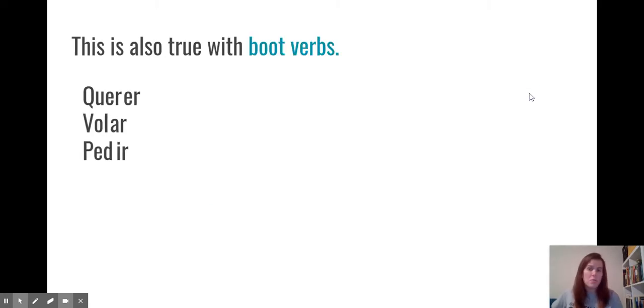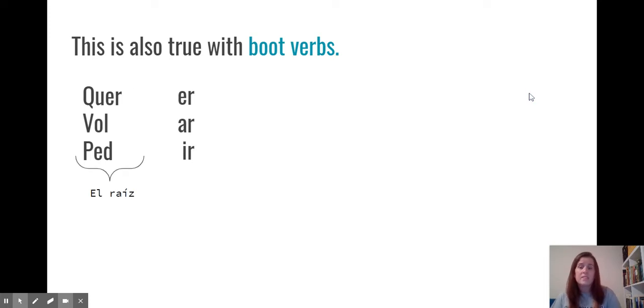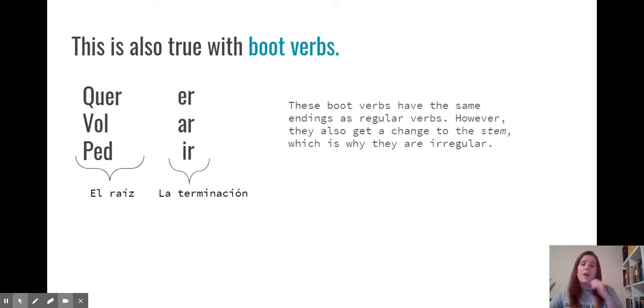This is also true with boot verbs. Boot verbs can also be split into two parts, just like this. They still have el raíz y la terminación. Boot verbs have the same endings as regular verbs. They still have that o, as, a, amos, áis, an. They still have o, es, e, emos, éis, en, depending on if they are an ER, IR, or AR verb.